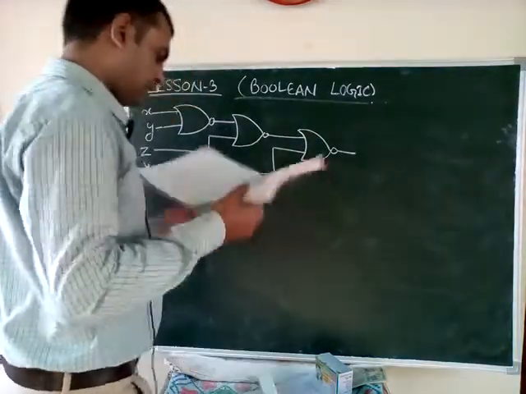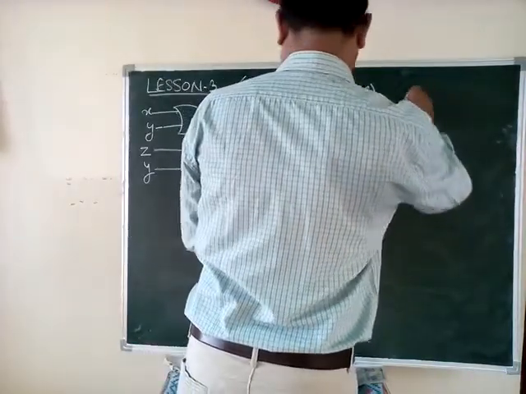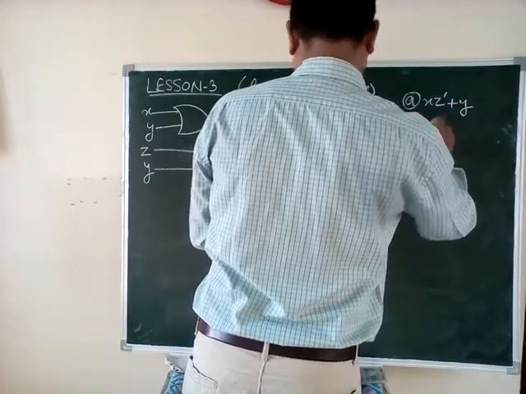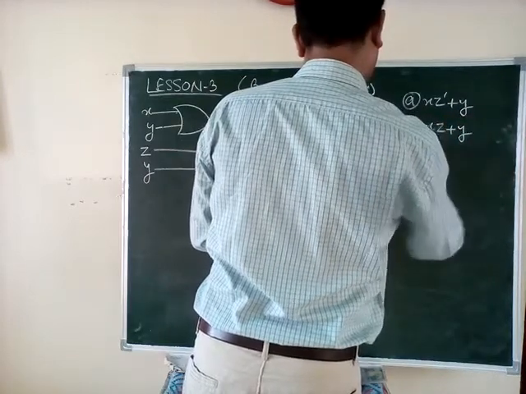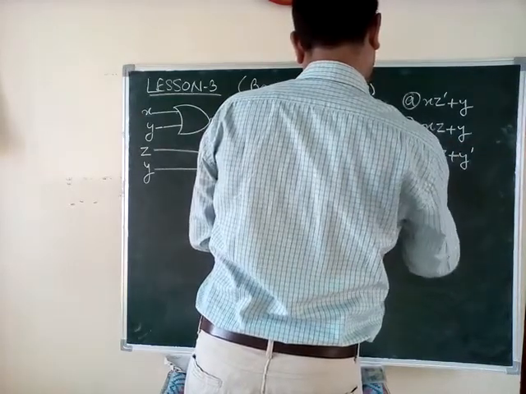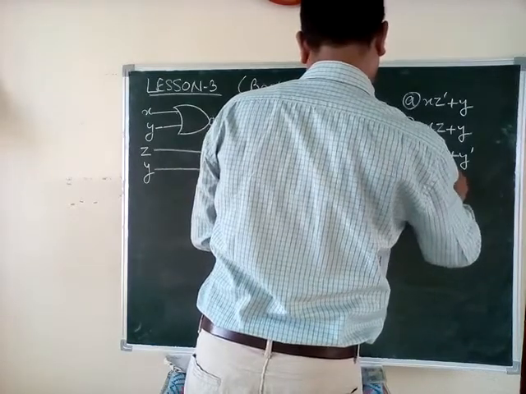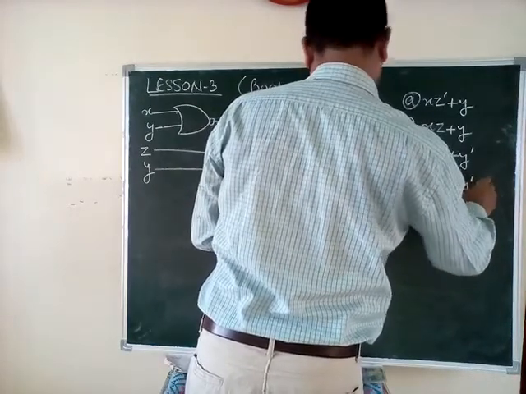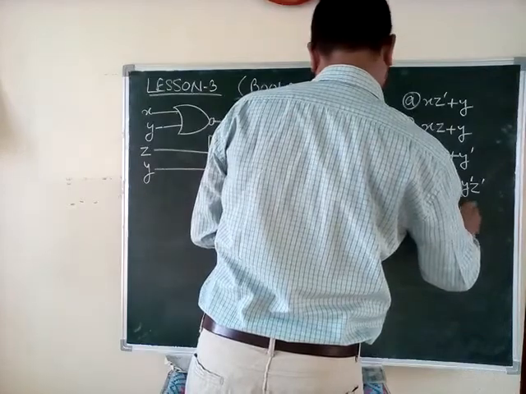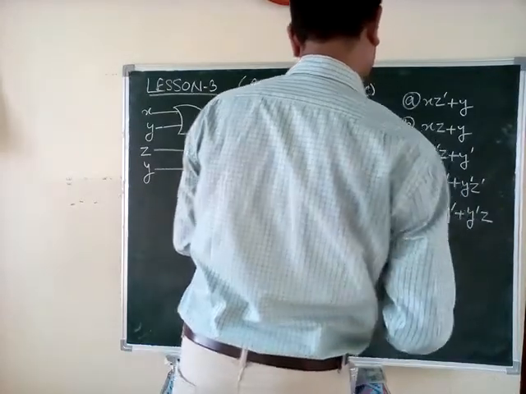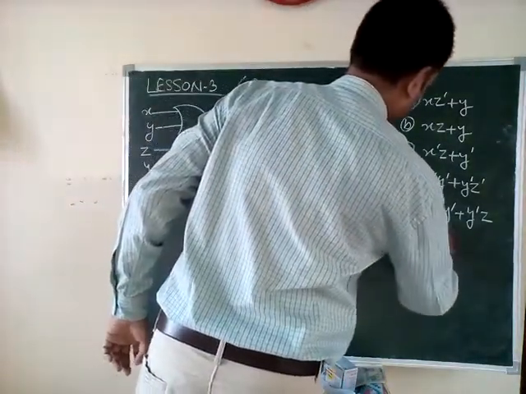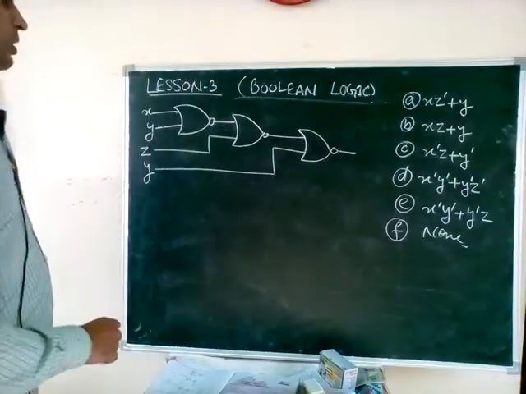And a few options are also given: a) x z bar plus y, b) x z plus y, c) x dash z plus y dash, d) x dash y dash plus y dash z dash, e) x dash y dash plus y dash z, and one more is given, none. So first you have to solve.